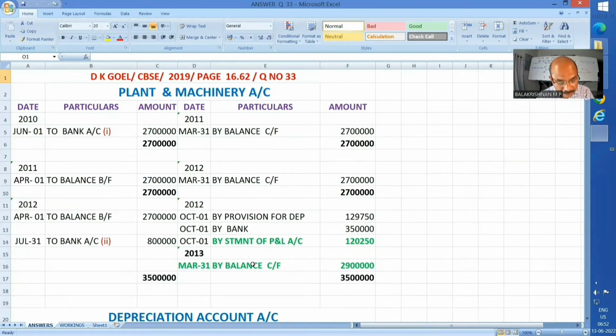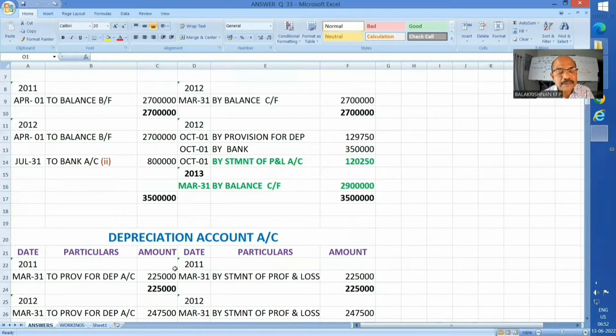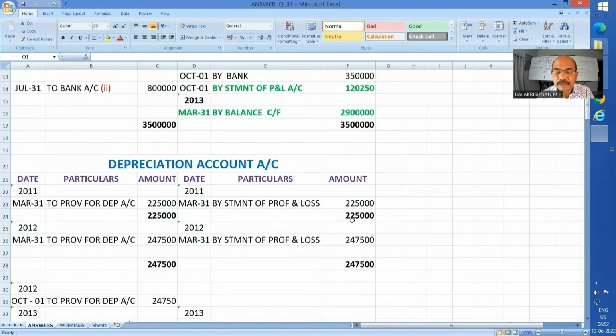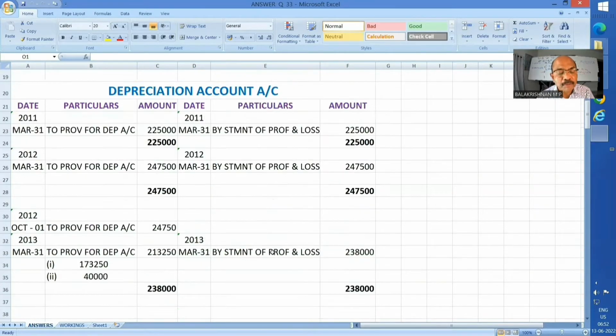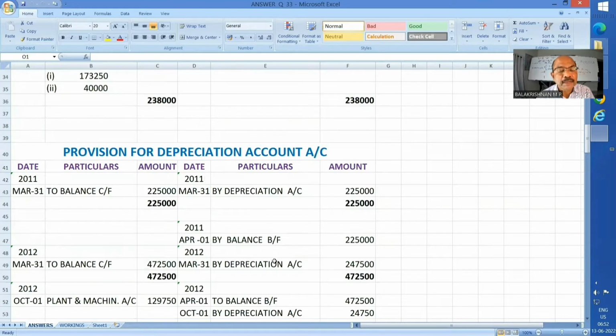Next year also, we find nothing happened. Even if the sale has happened in 2012, it is beyond March 31st. So it's in the following financial year only. So repetitive work in this year also. I brought down the balances. Plant and machinery, 27 lakhs. Depreciation, of course, we transferred to the profit and loss account, hence no balance. And provision for depreciation account, we have brought down the balance.